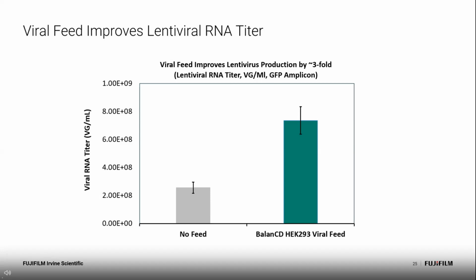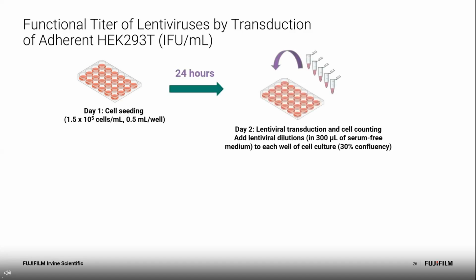Therefore, we measure the infectivity titer based on the expression of GFP in adherent 293T cells. Specifically, we seed the cells in 24 well plates on day 1. The next day, we transduce the cells with serial dilutions of lentiviral vector samples. We also count the cells using 3 vials of the cell culture for infectivity titer calculation later on.